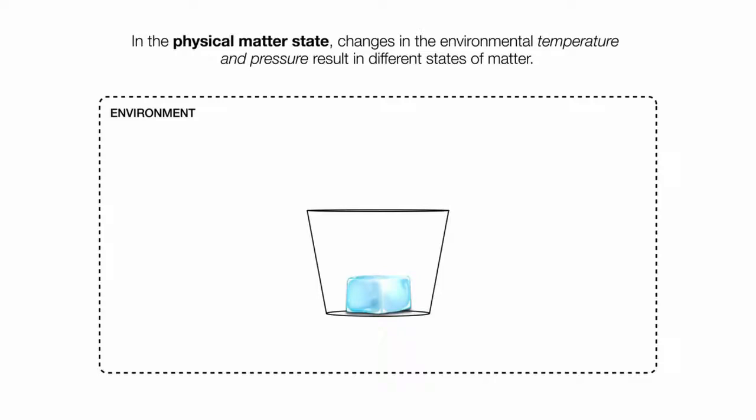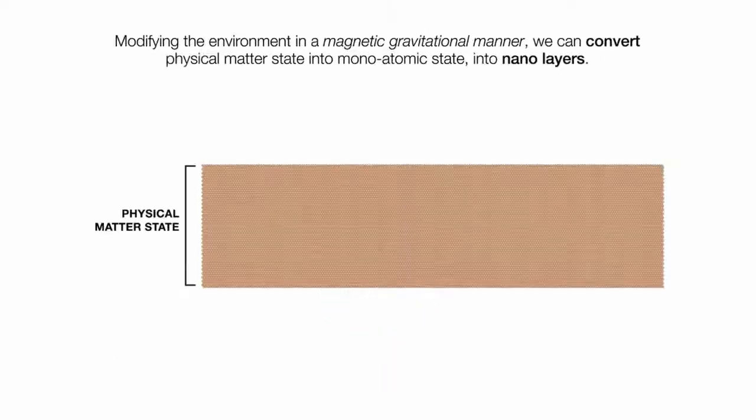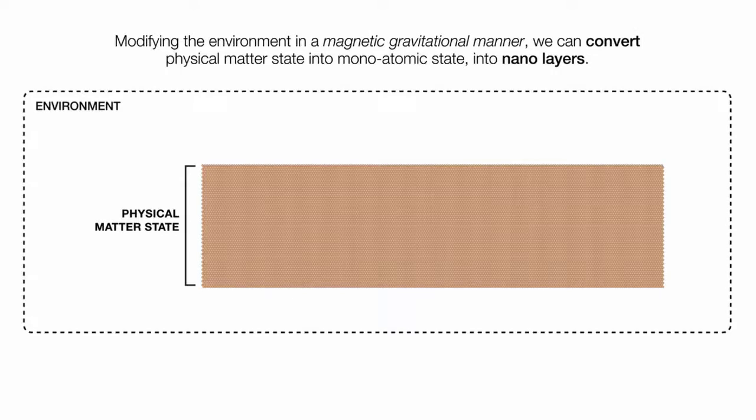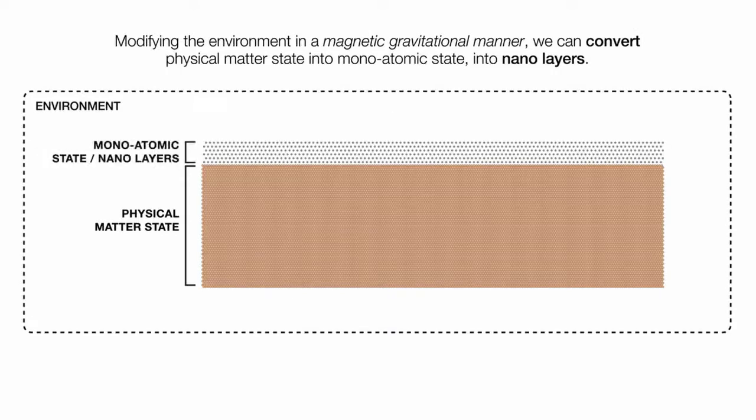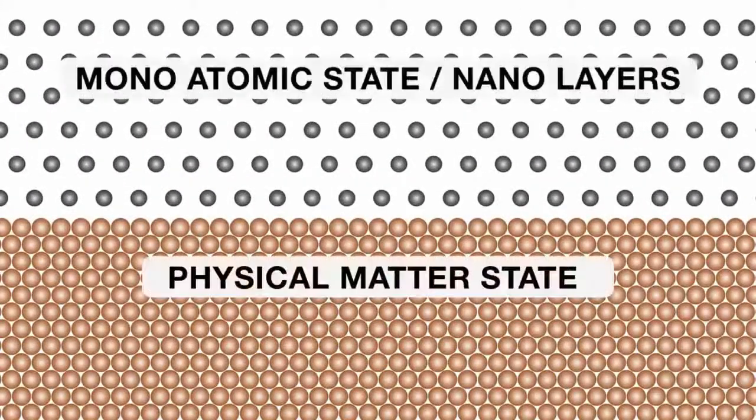In the physical matter state, changes in the environment, temperature and pressure result in different states of matter. Modifying the environment in a magnetic gravitational manner, we can convert physical matter state into monoatomic state, into nano layers. So you see the physical matter, and there are the monoatomic state nano layers.